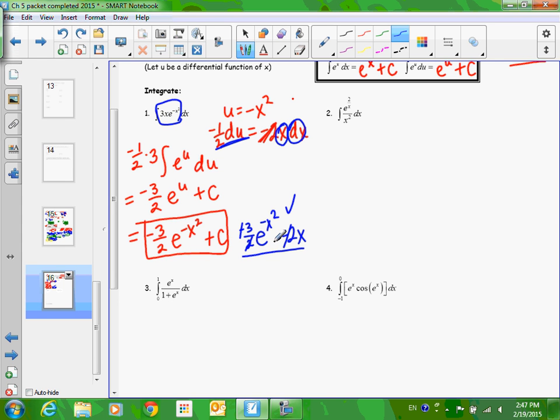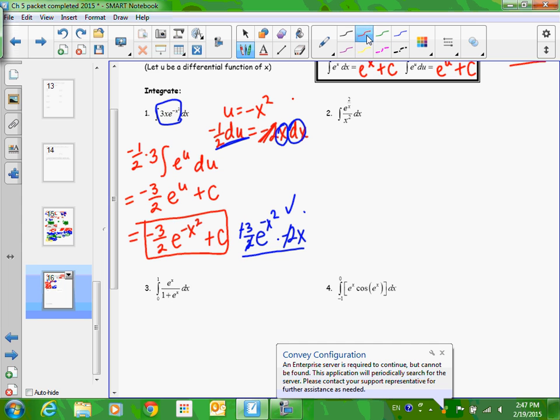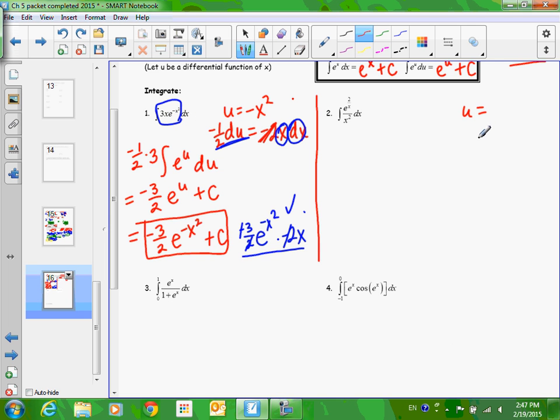Sometimes when you check your answers in the back of the book, the answer may look a little bit different because it may be simplified or rewritten. That's why I really want to encourage you to check your work by taking the derivative. And that's obviously the only thing you're going to be able to do on a quiz or a test. Okay, so let's look at problem 2. All right, so in thinking about what we did in problem 1, what are we going to let u equal in problem 2?